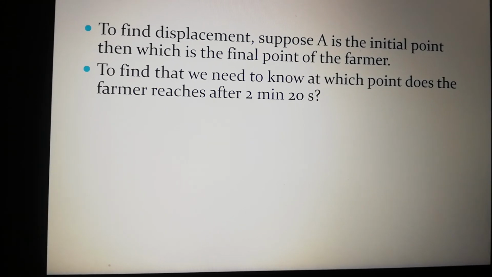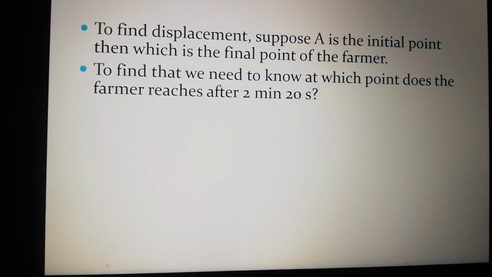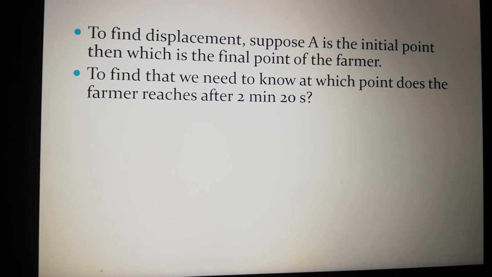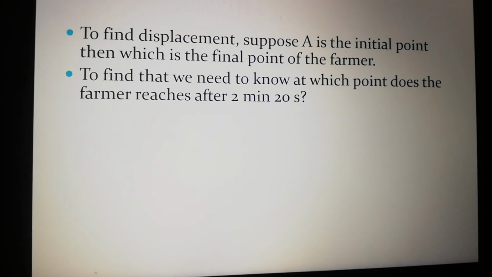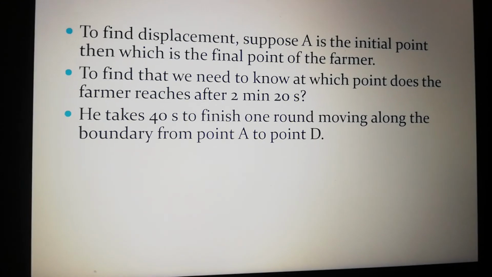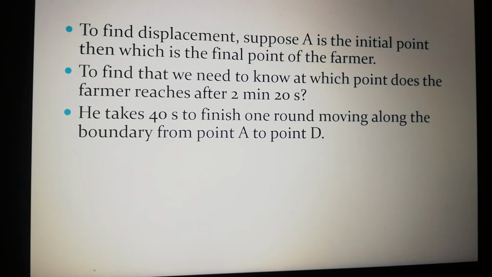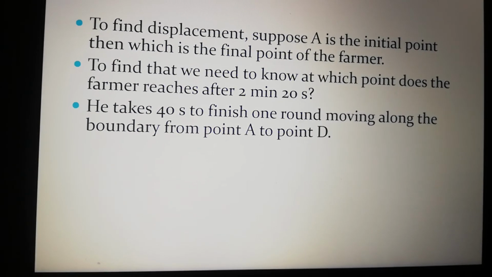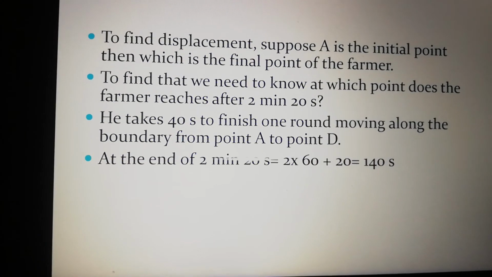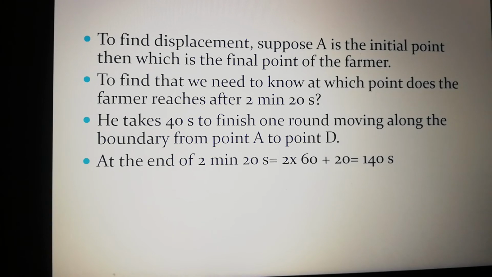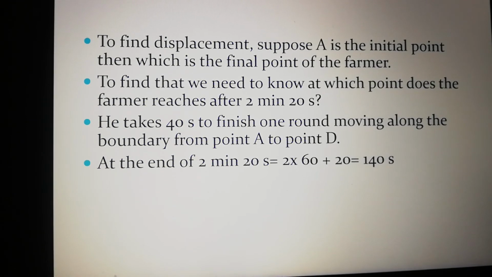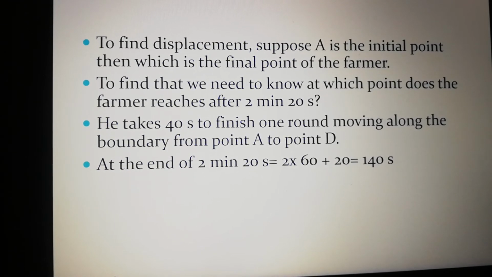Okay, so at the end of 2 minutes 20 seconds, that is at the end of 140 seconds, 2 minutes 20 seconds means 140 seconds, he will be finishing off 3.5 rounds, to be precise. How we got it? It's just simple maths, cross multiplication also you can do. One round he is taking 40 seconds. So 140 seconds, how many rounds will he finish? So we have to divide it. 140 upon 40. So we get he is completing 3.5 rounds of his square field.